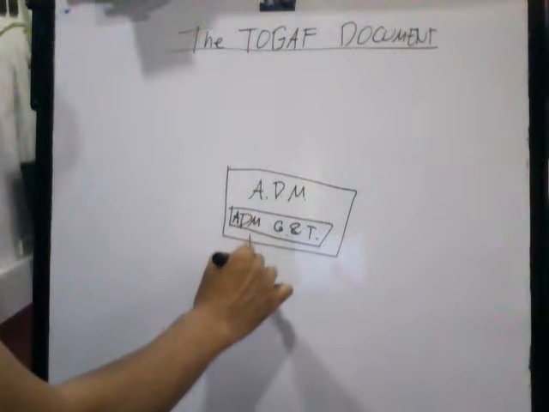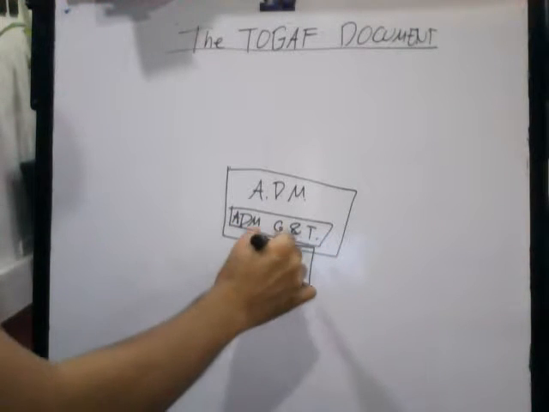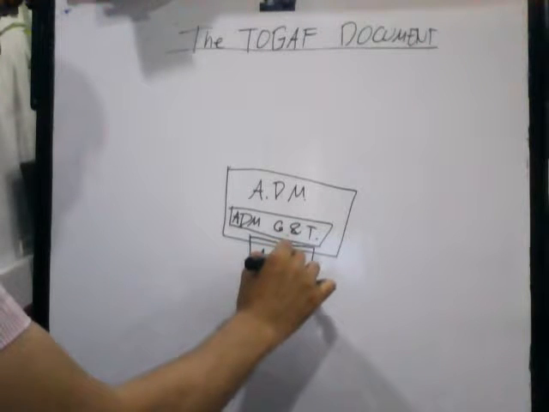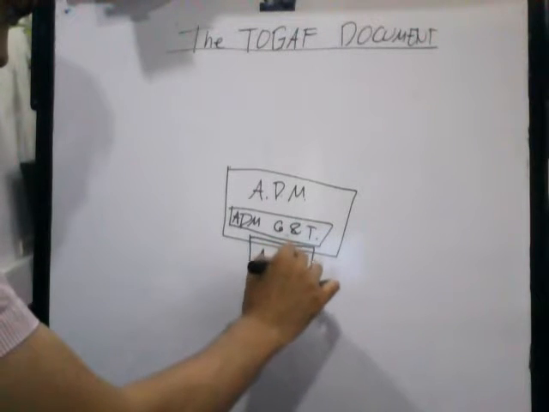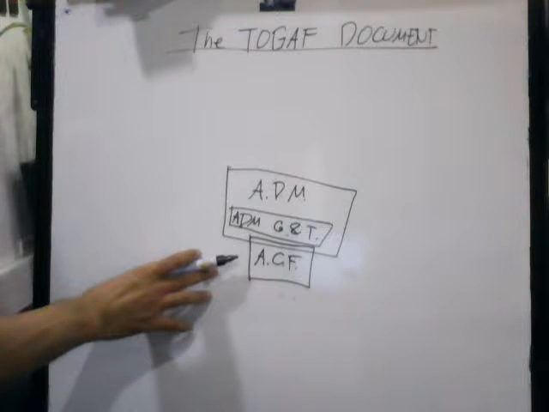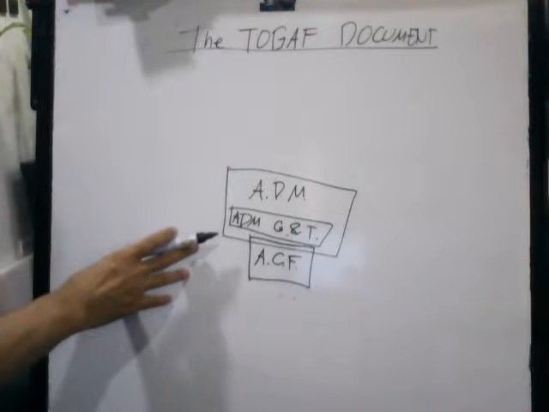Overlapping that, we have the architecture content framework. The architecture content framework describes the TOGAF content framework, including a structured meta model for architectural artifacts, the use of reusable architecture building blocks, and an overview of typical architecture deliverables.